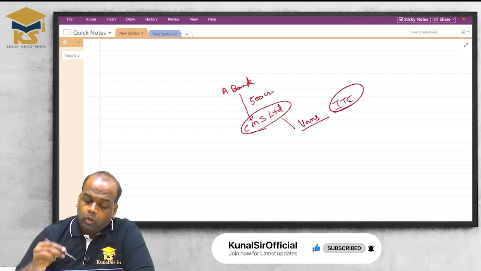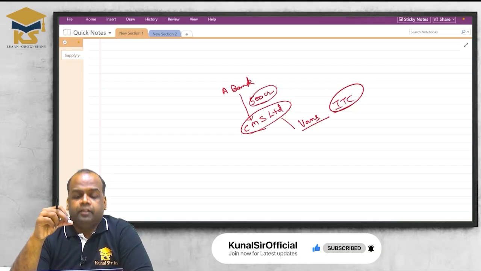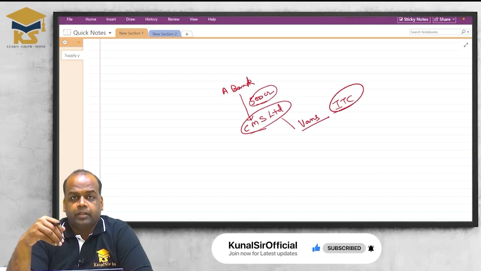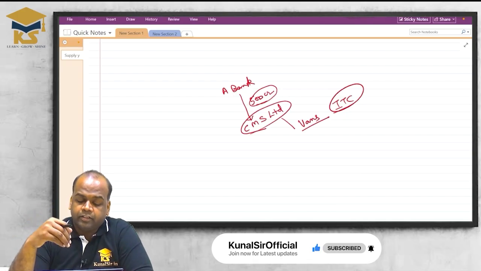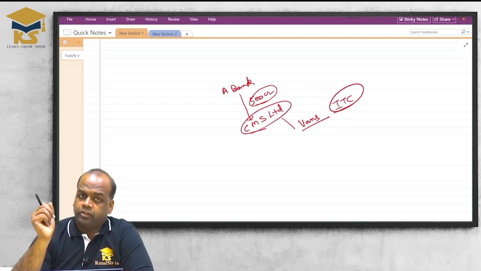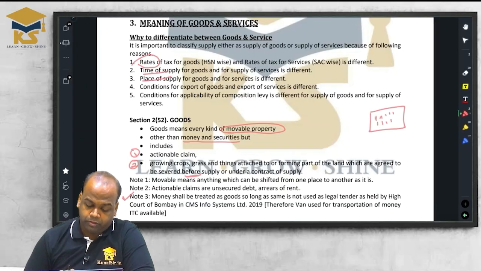So this 500 crore amount is not used as legal tender here. The bank has not sold 500 crore to CMS Limited. The bank has given currency notes as goods to CMS Limited to transfer to various branches or various ATMs. So now here money becomes goods.